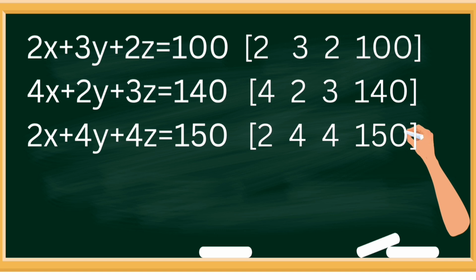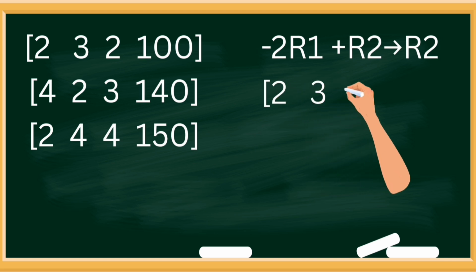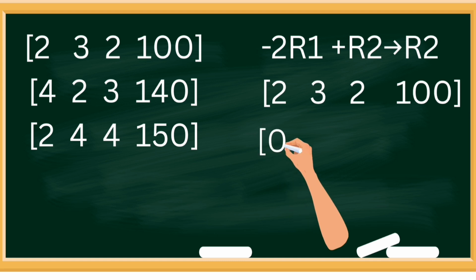The first thing that we should do is eliminate the number 4 in row 2. To eliminate that, let's use the operation negative 2 R1 plus R2. It will become your new R2. Now, let's just copy all the numbers in row 1. Then negative 2 times 2 plus 4 is equal to 0.